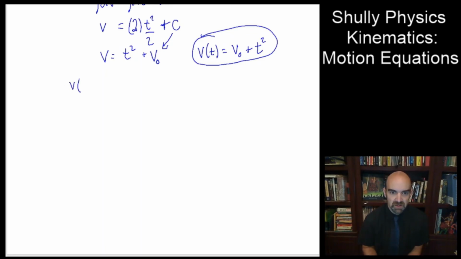Since v is the same as dx dt, and that's v0 plus t squared for my example here, I'm going to multiply both sides by dt.